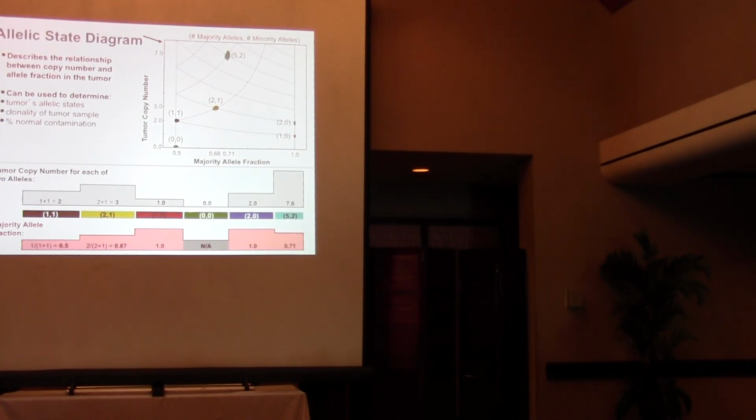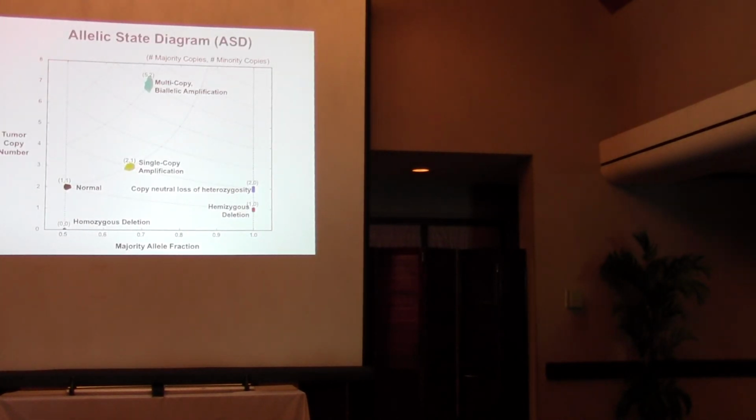So if I break the DNA of the tumor up into pieces and plot it on a plot, where this is arbitrarily the majority allele fraction, the one that appears more often in the tumor, and the tumor copy number on this axis, I get a diagram that looks like this. So this 5-2 ends up here. Total of 7 copies, 5 from the major allele and 2 from the minor allele. So the allele fraction is sitting in here. And so forth. So you can see each one of these points corresponds to this. So it turns out that you can go through the cancer genome and actually plot real data on a plot like this, and you get something that looks like this.